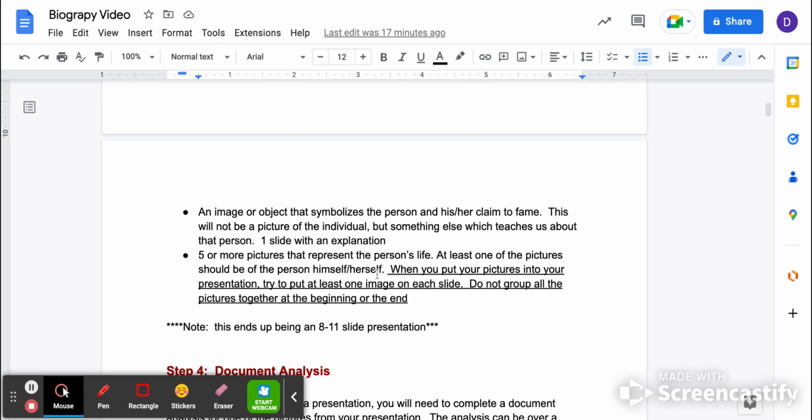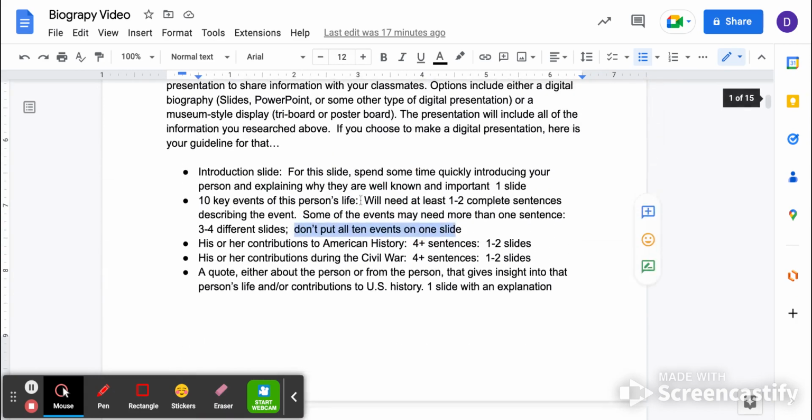Do not put these all at the end. Put these as you go through. For instance, up here, when you're talking about the key events, and let's say you have a couple of key events, I would explain the key events on one slide, and I would have a picture relating to one of those events. Again, do not put all the pictures just at the end, and your first 8 or 10 slides is just words. That's just not good presentation.